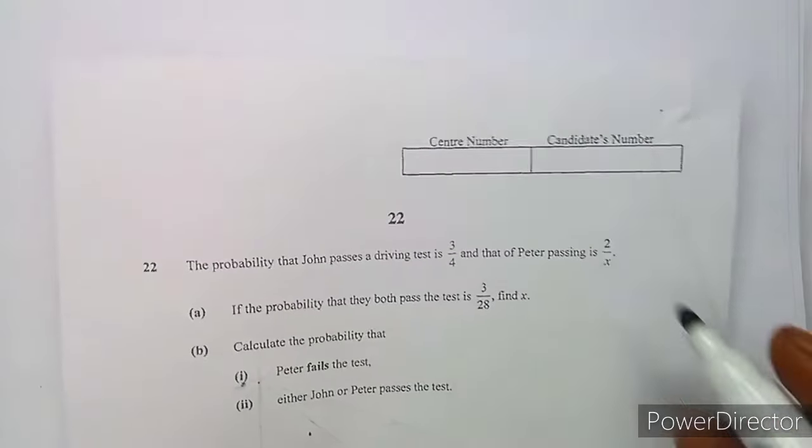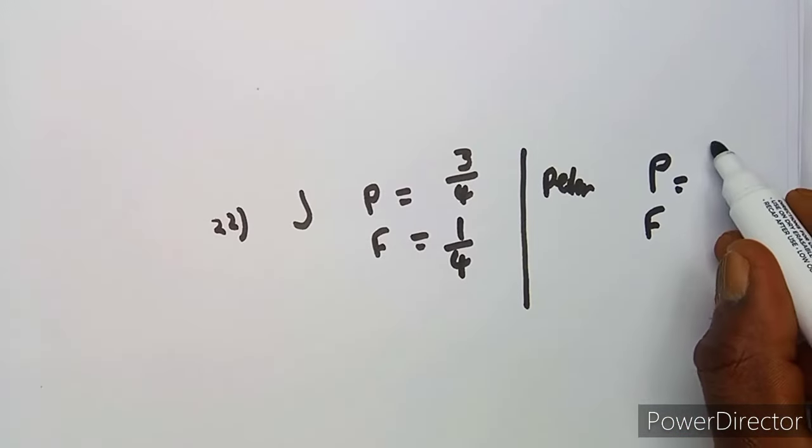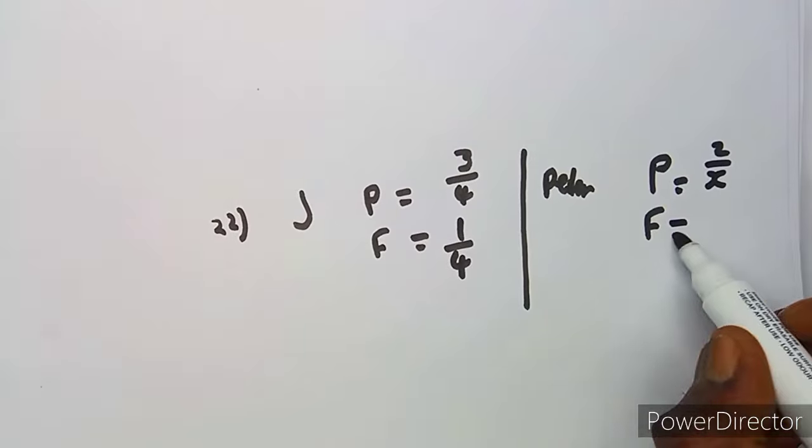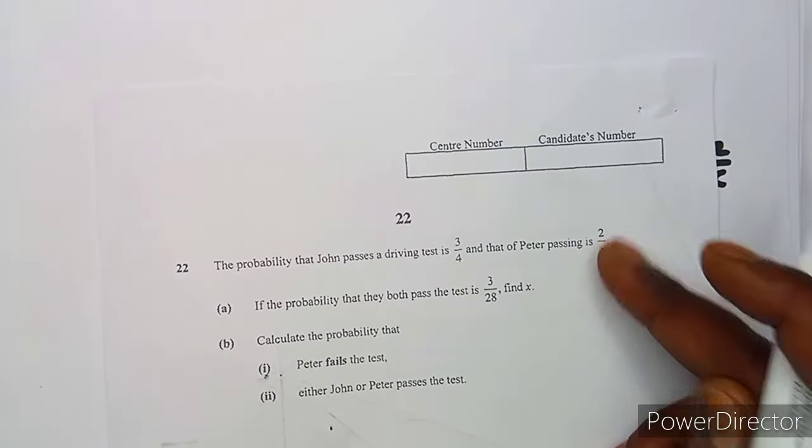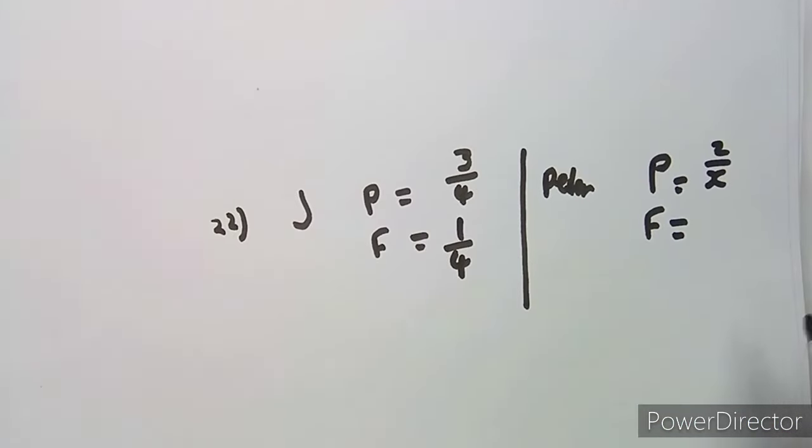So for Peter to pass, it's 2 over x. That is passing, which is 2 over x. And to fail, definitely is going to be 1 over that one. Okay, we shall talk about that one.